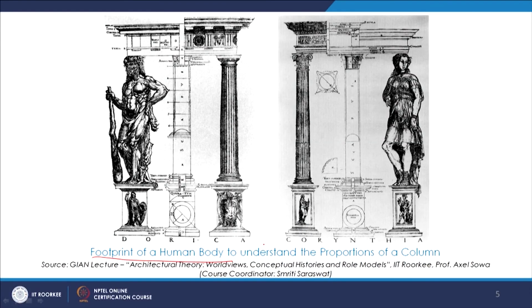So when we talked about decoding systems in the previous modules, we discussed starting from how the human figure was taken as a reference to relate to the proportions and to come up with ratios for designing columns. Here we saw the footprint of a human body being taken as a reference to understand the proportions of a column. We saw the Doric column and the Corinthian column as well. So we began discussing from here.